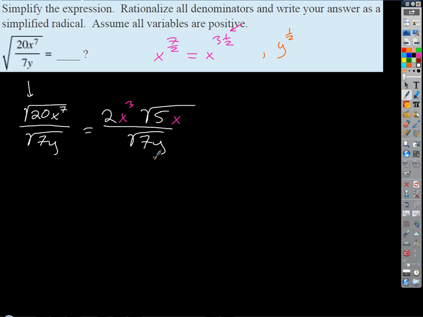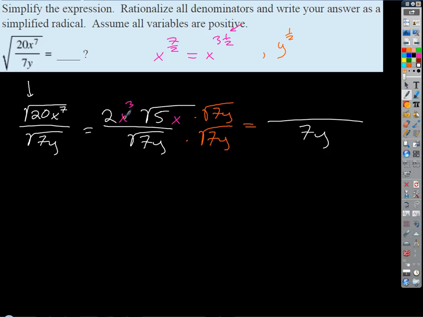On the bottom, we've got this stranded radical, the square root of 7y. So we're just going to multiply both the top and the bottom by the square root of 7y. Well, what's that give us? On the bottom, if I multiply a square root times itself, it just undoes the square root because I'm squaring, right? So on the bottom, I've got a 7y.